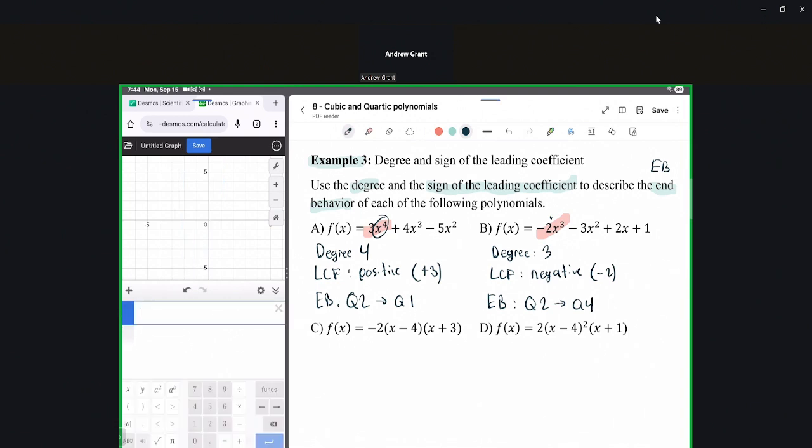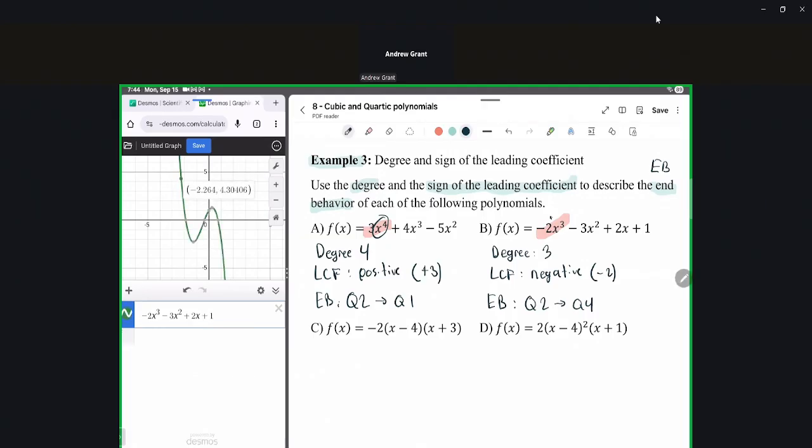And again, if we wanted to graph, just to confirm that this is what indeed this looks like, negative 2x to the power of 3 minus 3x to the power of 2 plus 2x plus 1. Here it is here. We can see that this graph starts off in quadrant 2, and then it'll keep going down to quadrant 4 at the end.